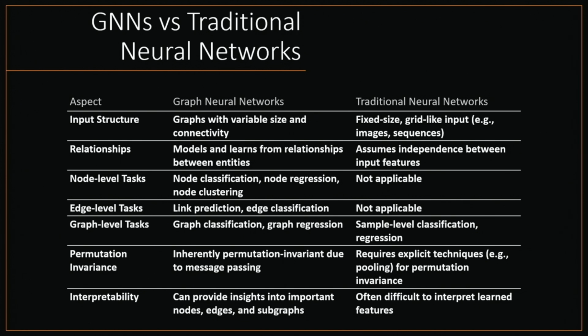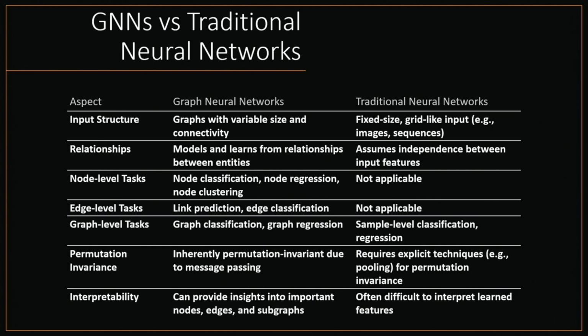This is a big one: permutation invariance. A graph is permutation invariant by nature, so this helps a lot. In a traditional neural network, if you change the structure of the input, the results could change, but that does not happen in a GNN. And the last one is interpretability.